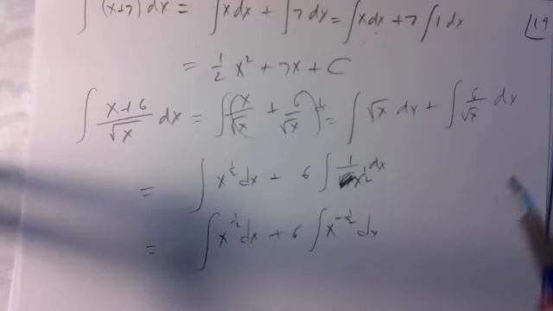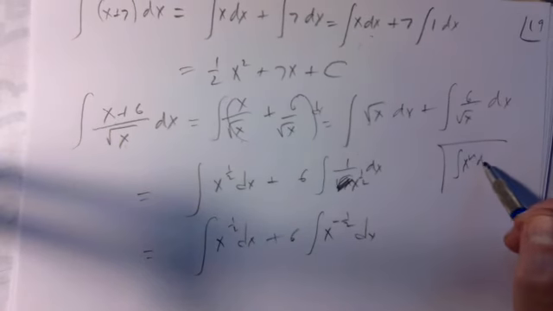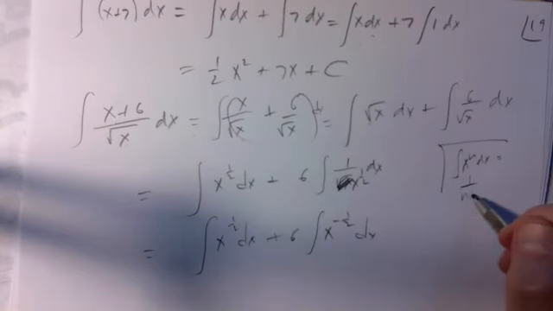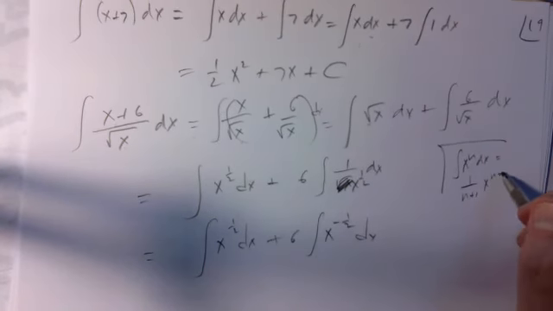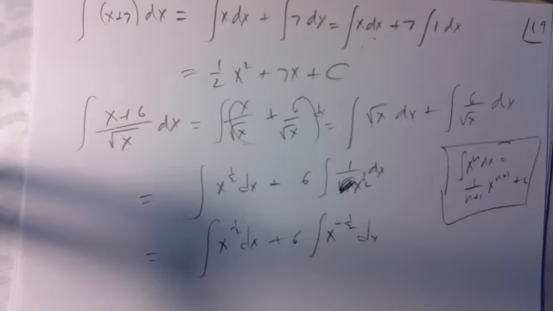And once it's in this form, you can use the rule that the integral of x to the n, for any n, positive or negative, is 1 over n plus 1 times x to the n plus 1, plus a constant. All right, so use this formula here and here and see if you can get the right answer.